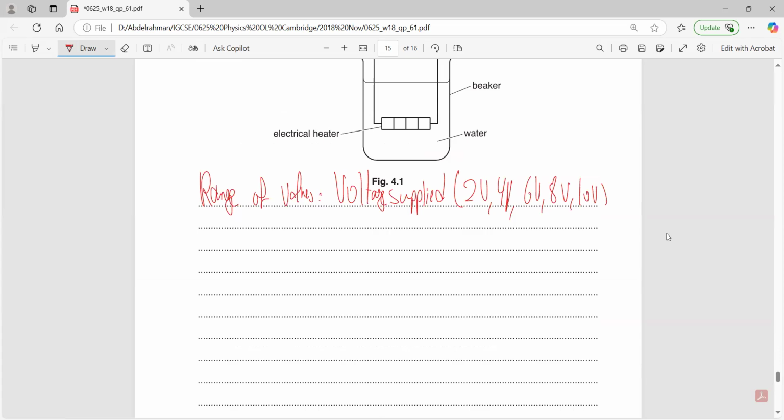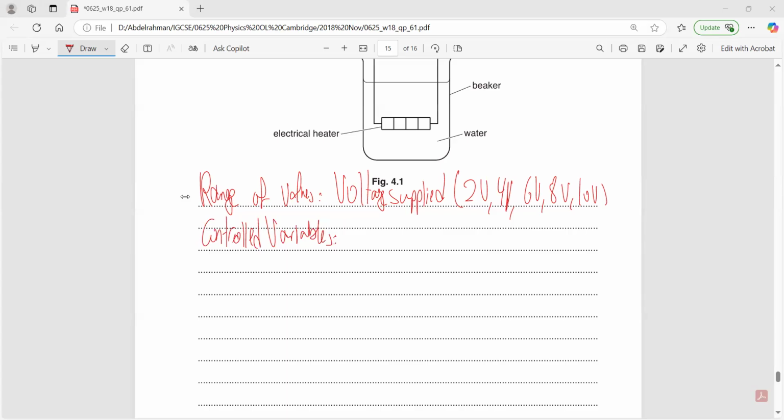Range of values. What about the constants? What about the controlled variables? What are the constants in this question? First of all, you have to begin with the range of values and then the controlled variables. Current is not a constant. Current could change, so do not write it down as a constant. Okay, water amount. Yes, the volume of the water. Yes, definitely.